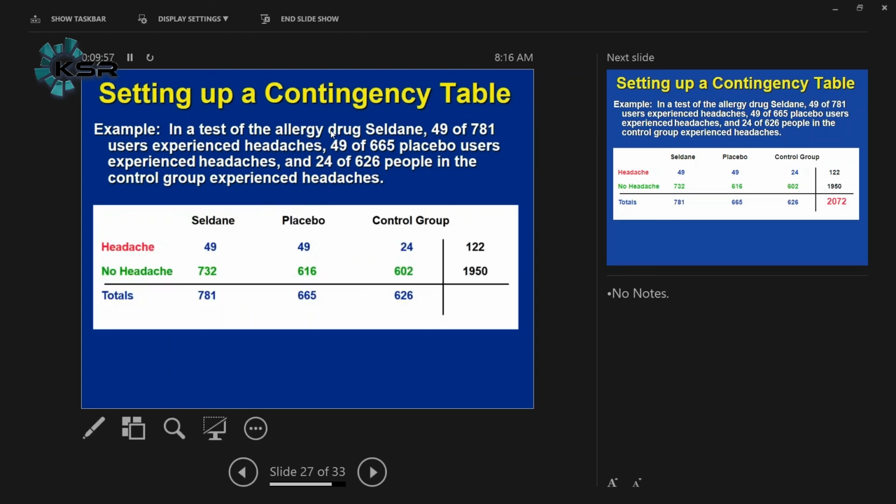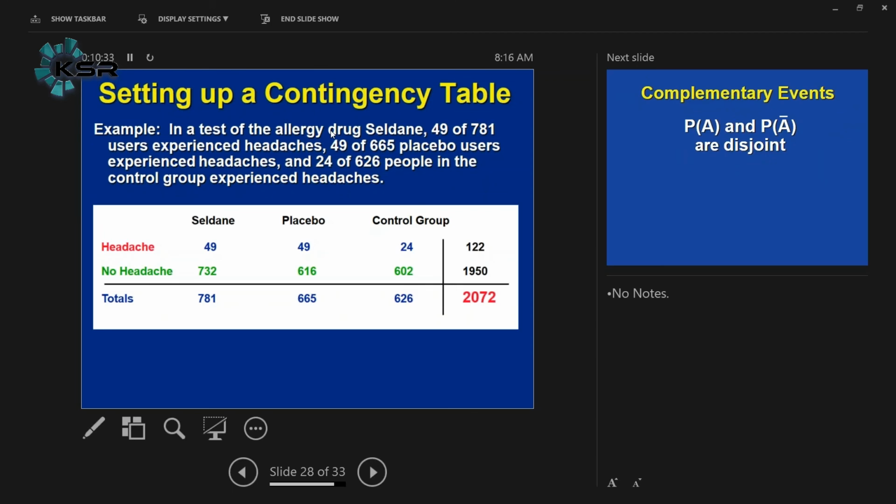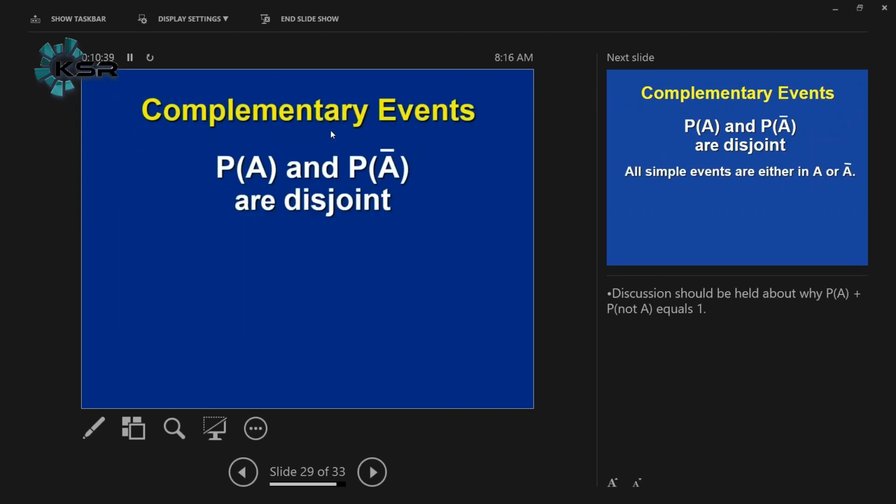In the Sheldon, placebo, and control groups, we have two things: headache versus no headache. Sheldon users: 49 experience a headache, no headache is 732, total is 781. Placebo users: headache 49, no headache 616, total 665. Control group: headache 24, no headache 602, total 626. The total count is 2072.